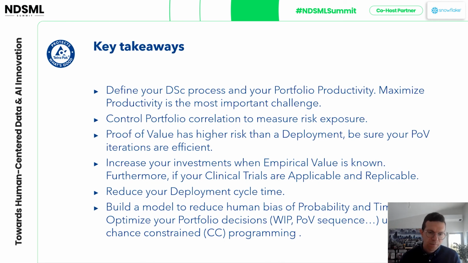Last but not least, build a model to reduce this human bias. If you have a human performance of the probability to win and the time to win and the understanding of this accuracy, why not start basically building your own model for predicting these probabilities and this time. And finally, the final step, try to use this chance constraint programming to decide your portfolio sequence in order to maximize the value.